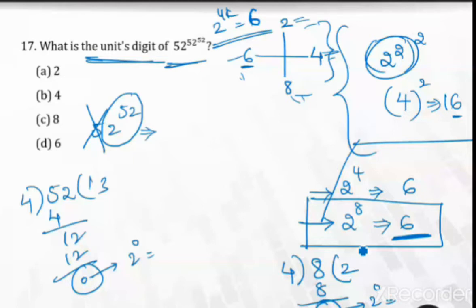Now what about 6 power 52? What will be the unit digit? 6 power any number will be 6. So the answer is option D, 6.